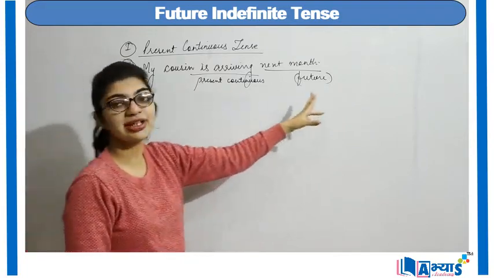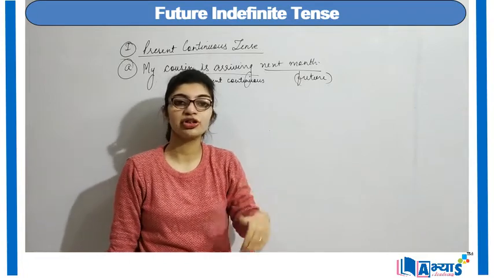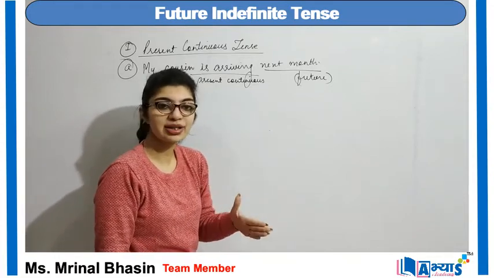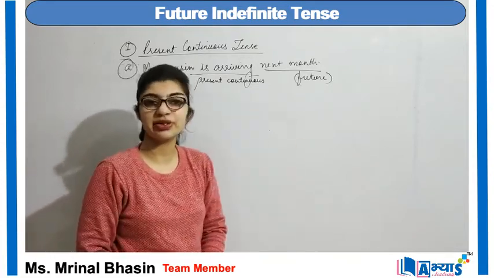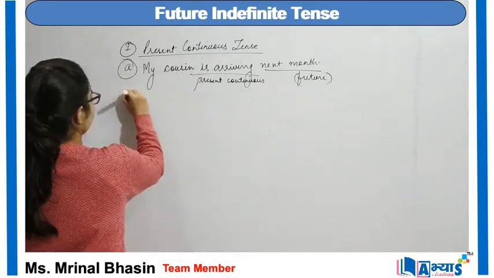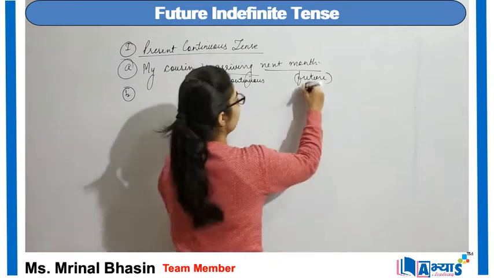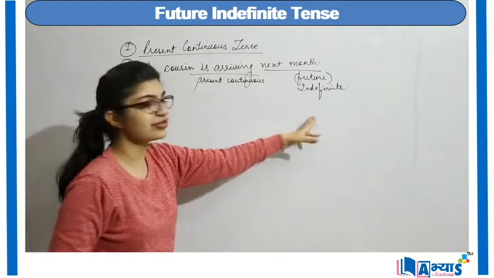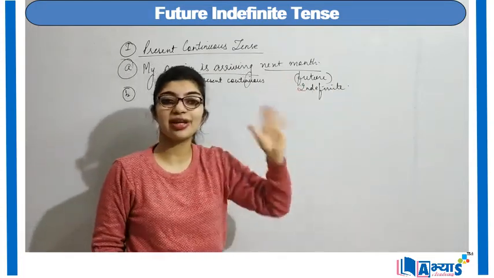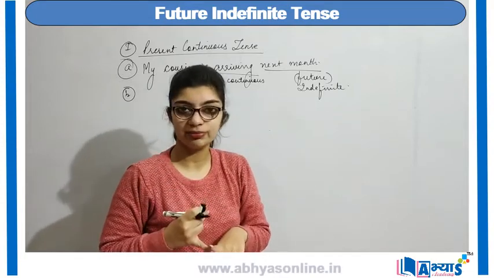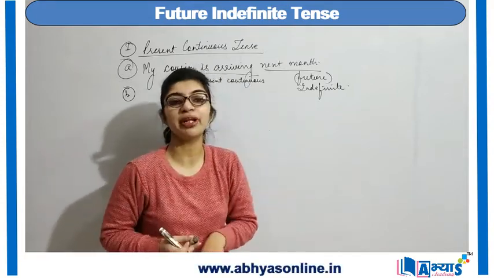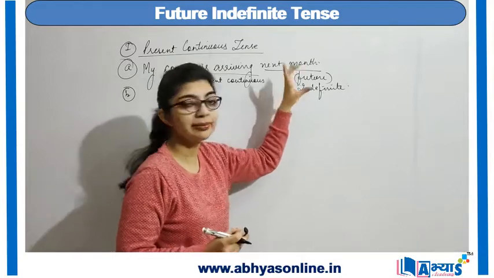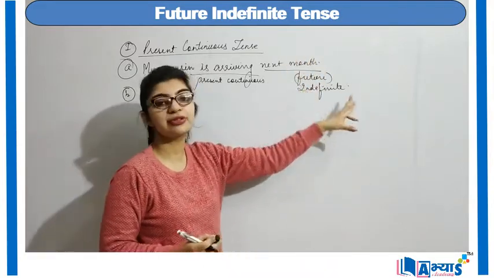So the example is this sentence: My cousin is arriving next month. She is not arriving at present. She will arrive next month. The meaning is that she will arrive next month, but I am writing this in present continuous form. Now next month over here again defines future indefinite tense, because next month she is arriving, I'm not mentioning the date, I'm not mentioning the day, neither am I mentioning the time. Since nothing particular has been mentioned over here, therefore it is future indefinite.